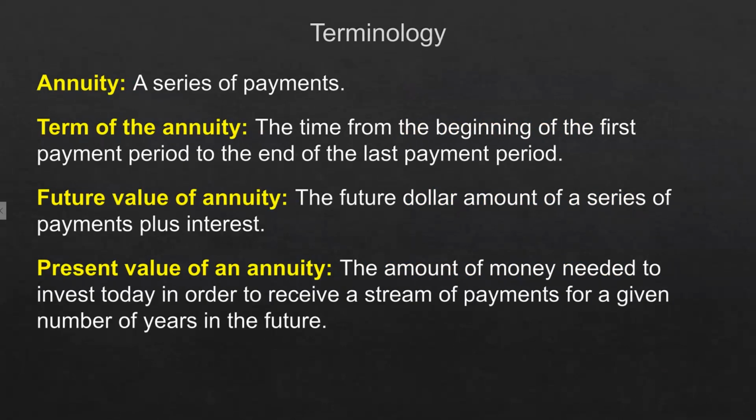So here's some terminology. An annuity is a series of payments, and the term of the annuity is the time from the beginning of the first payment period to the end of the last payment period. Future value is the future dollar amount of a series of payments plus interest. Present value is the amount of money needed to invest today in order to receive a stream of payments for a given number of years in the future. So you could be paying into it, you could be receiving from it.